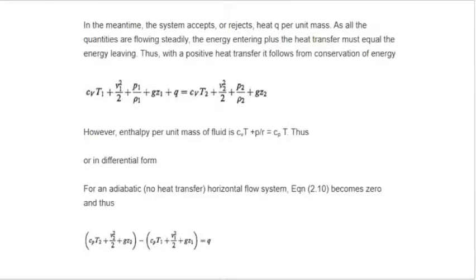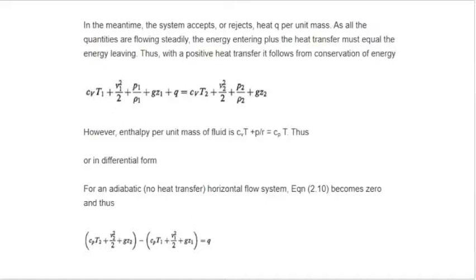Talking about the heat transfer, we will talk about the enthalpy also. The enthalpy per unit mass of fluid, as per thermodynamics, is CvT plus P by ρ, which is equal to CpT. So we change this equation to CpT in place of CvT, so that we will get a differential form.